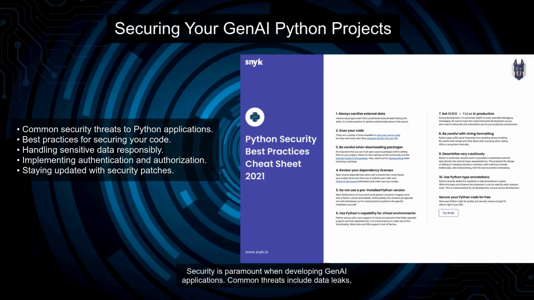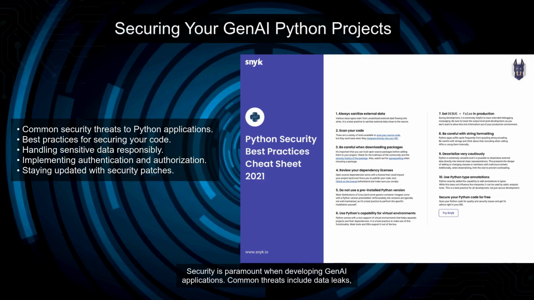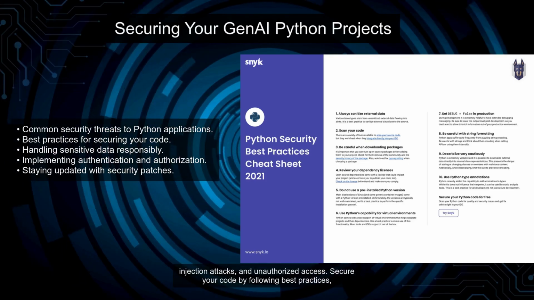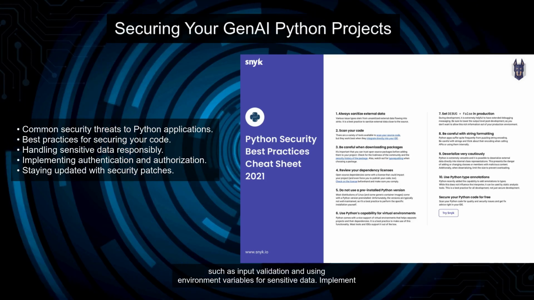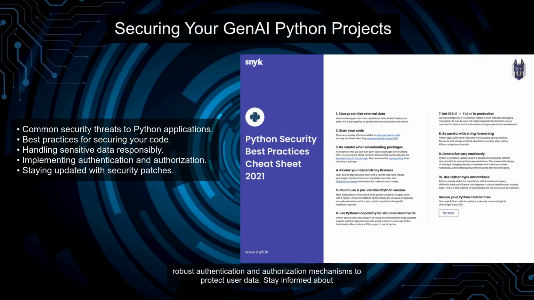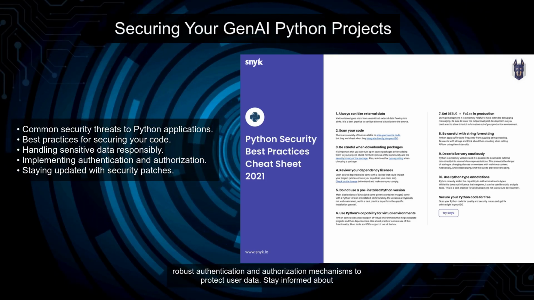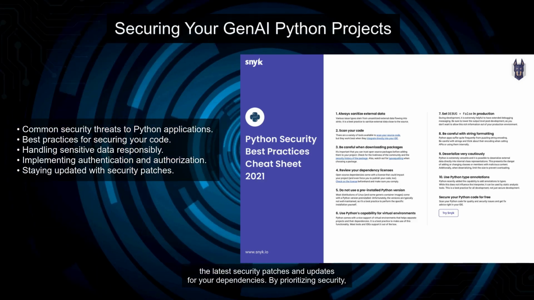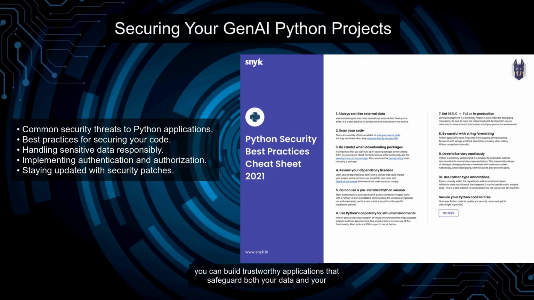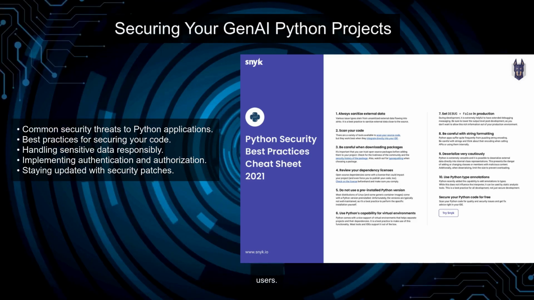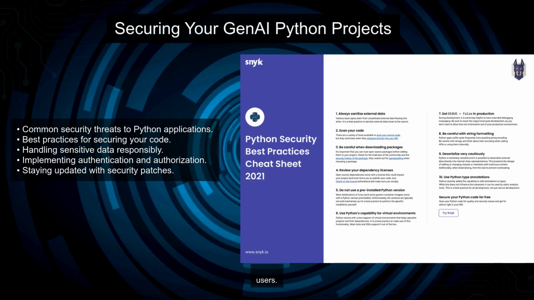Security is paramount when developing GenAI applications. Common threats include data leaks, injection attacks, and unauthorized access. Secure your code by following best practices, such as input validation and using environment variables for sensitive data. Implement robust authentication and authorization mechanisms to protect user data. Stay informed about the latest security patches and updates for your dependencies. By prioritizing security, you can build trustworthy applications that safeguard both your data and your users.